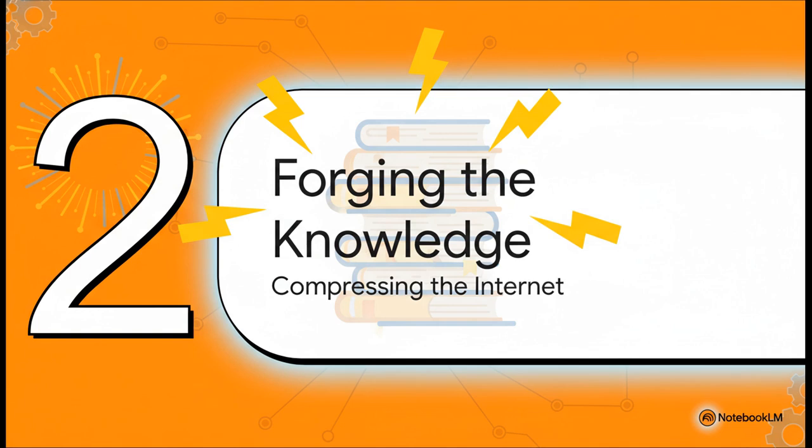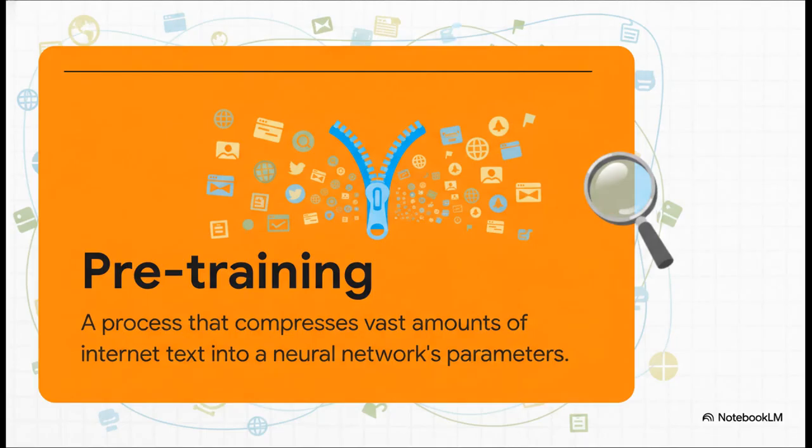And that brings us to the forge, the process called pre-training. This is how that massive knowledge file gets created. The best way to think about pre-training is like creating a lossy zip file of the internet. You're basically taking a giant slice of the web and compressing its very essence, all the facts, the concepts, the way we use language, into the model's parameters. It's not a perfect copy, of course. It's more like the gist of it all.